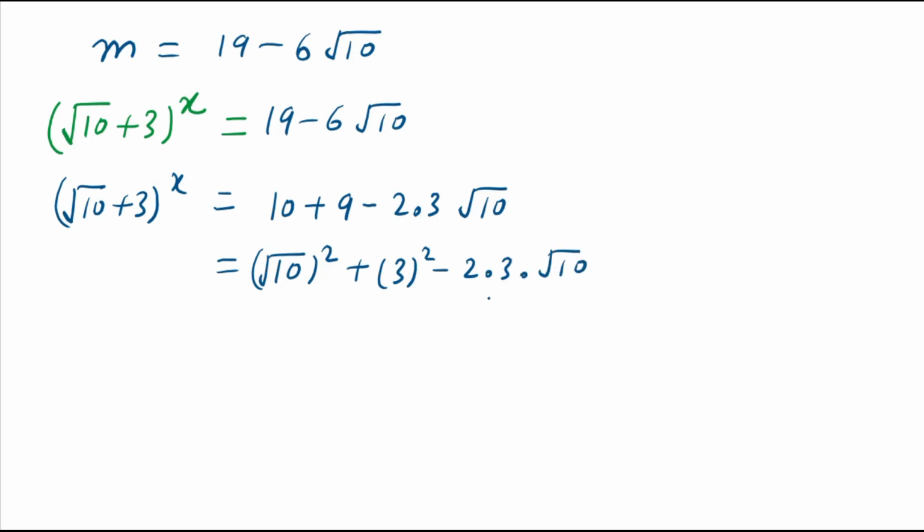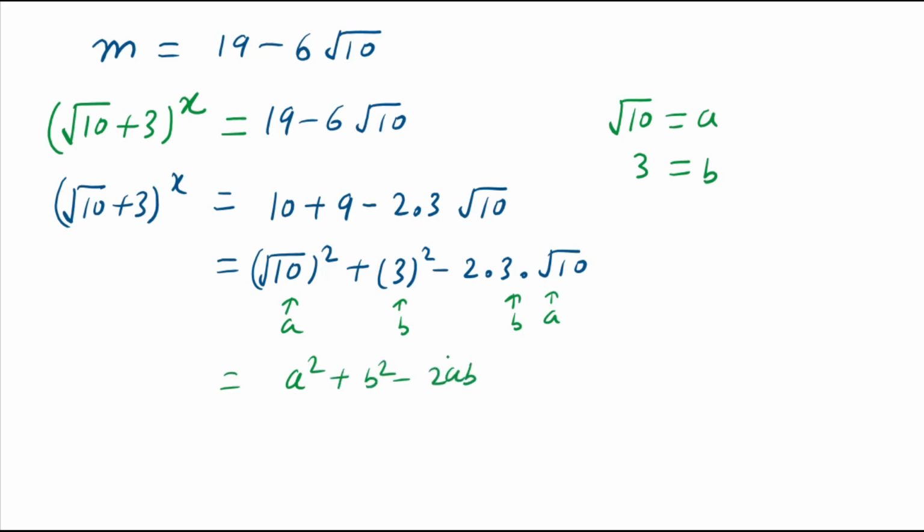square root of 10. Now suppose square root of 10 is equal to a, and this 3 is equal to b. This expression is a and this is b. Again, this is the same as a squared plus b squared minus 2ab. And we know that a squared plus b squared minus 2ab is equal to (a minus b) whole squared. The value of a is square root of 10 minus the value of b is 3, to the power 2.